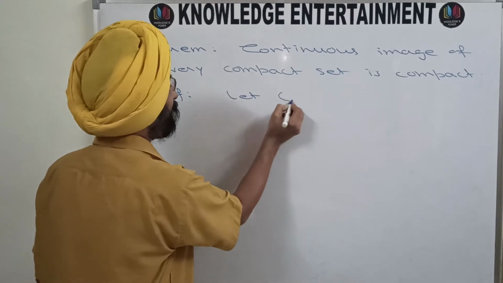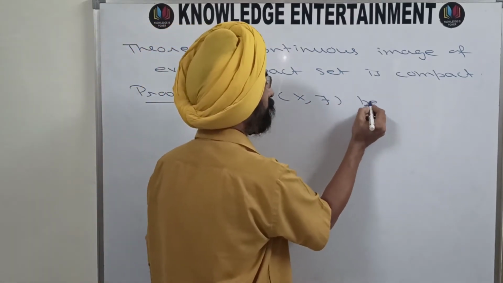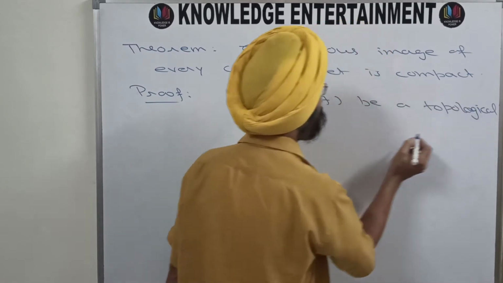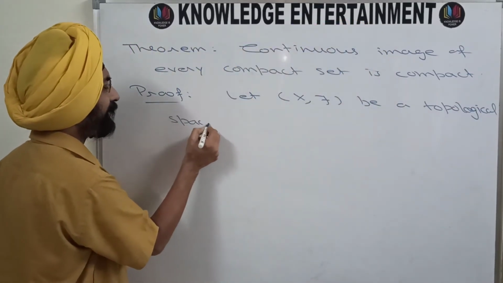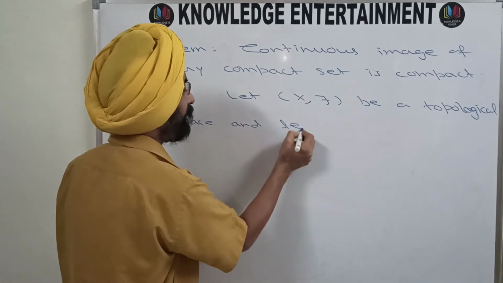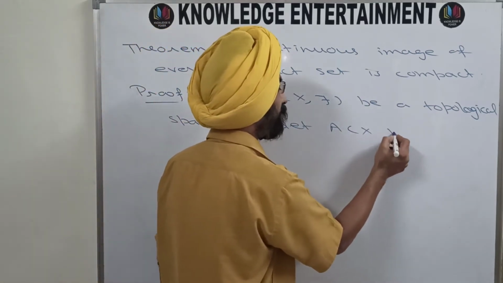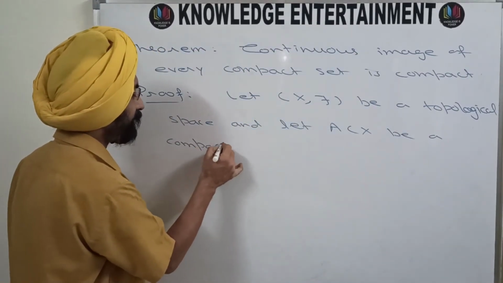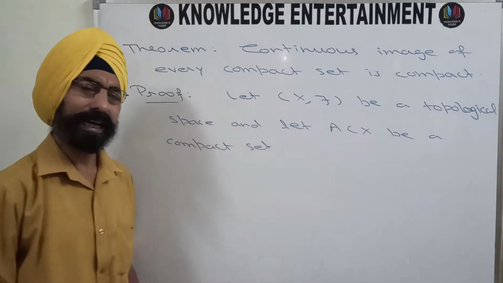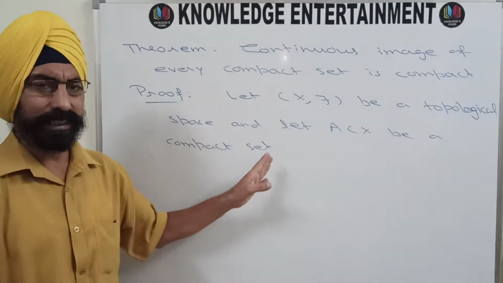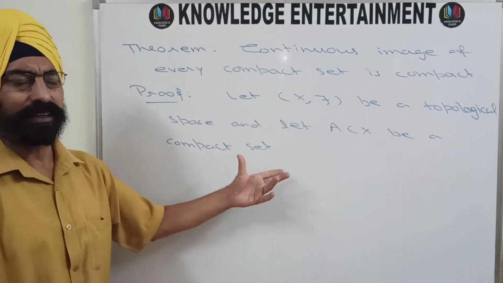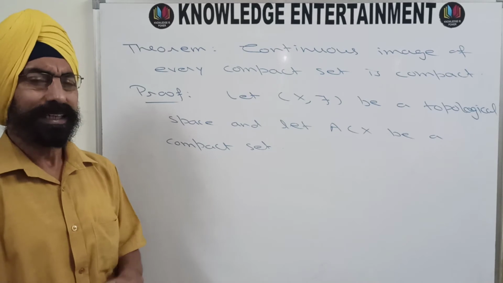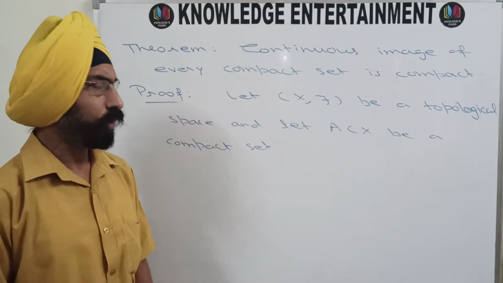Let X top be a topological space, and let A, a subset of X, be a compact set. So here we are having a compact set. The whole space need not be compact. We are just having a compact subset of the topological space X, and now we have to show that its continuous image is also compact.